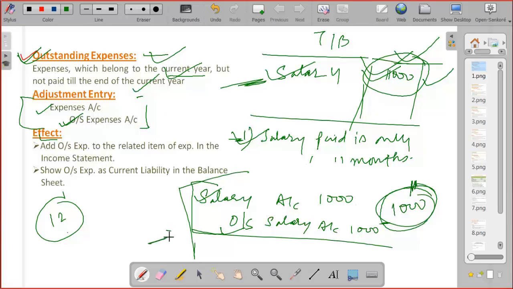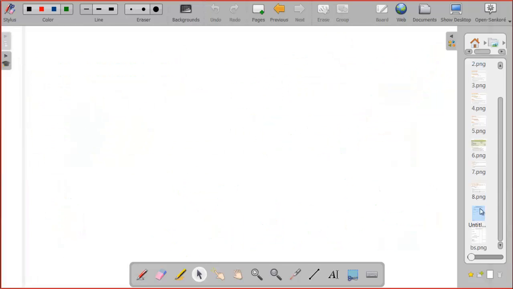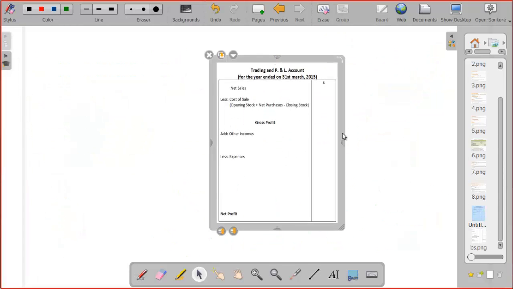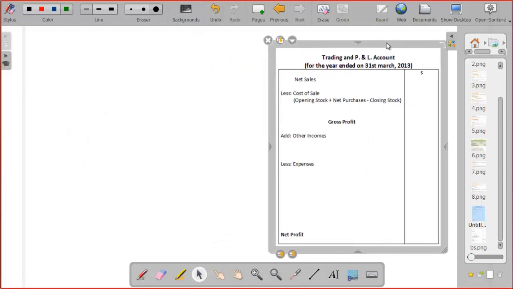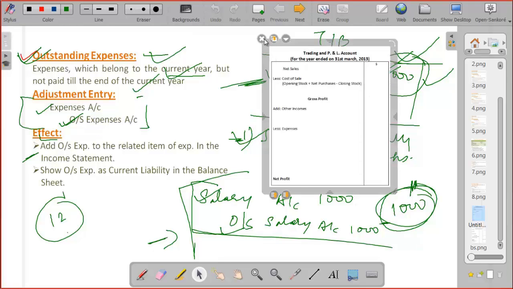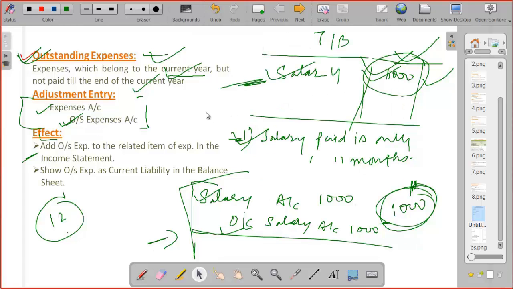This is the last month's salary in outstanding, and now with the help of this entry, this 1000 is also in the records. Okay, now see the effect. What is the effect? The first effect is what? Add outstanding expenses to the related item of expense in the income statement. So see what I will do now in the income statement. This is our income statement. First I will show salary as per trial balance. So tell me, salary as per trial balance is how much? 11,000. So first I will show this.